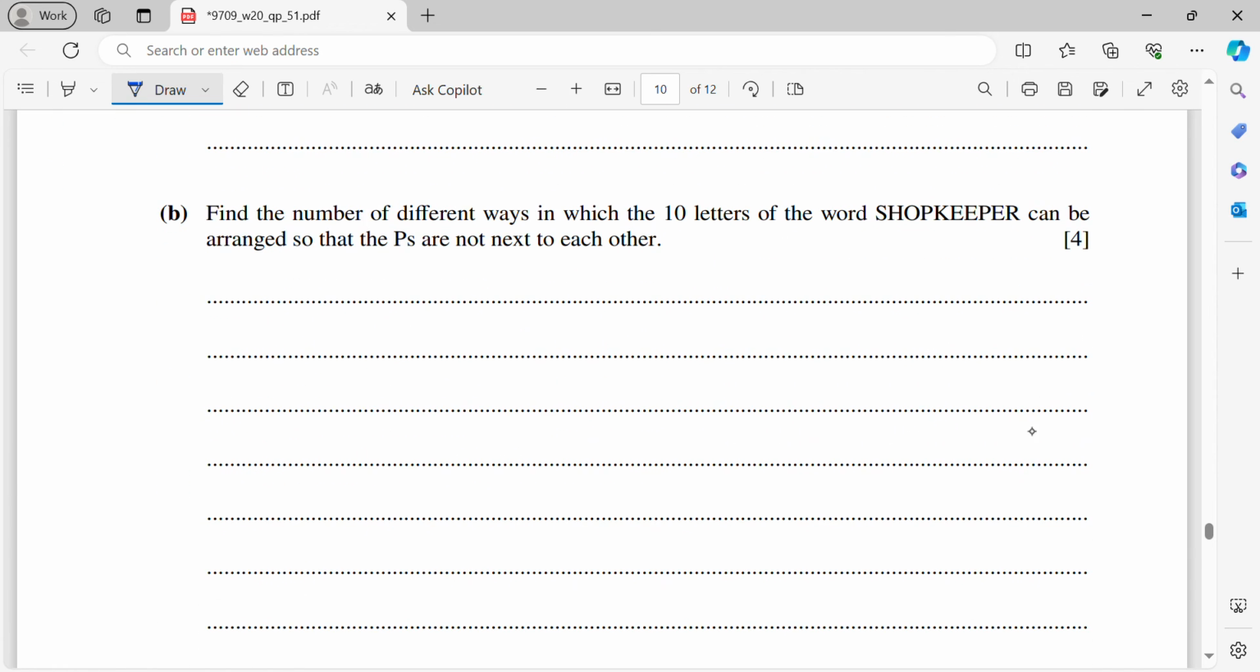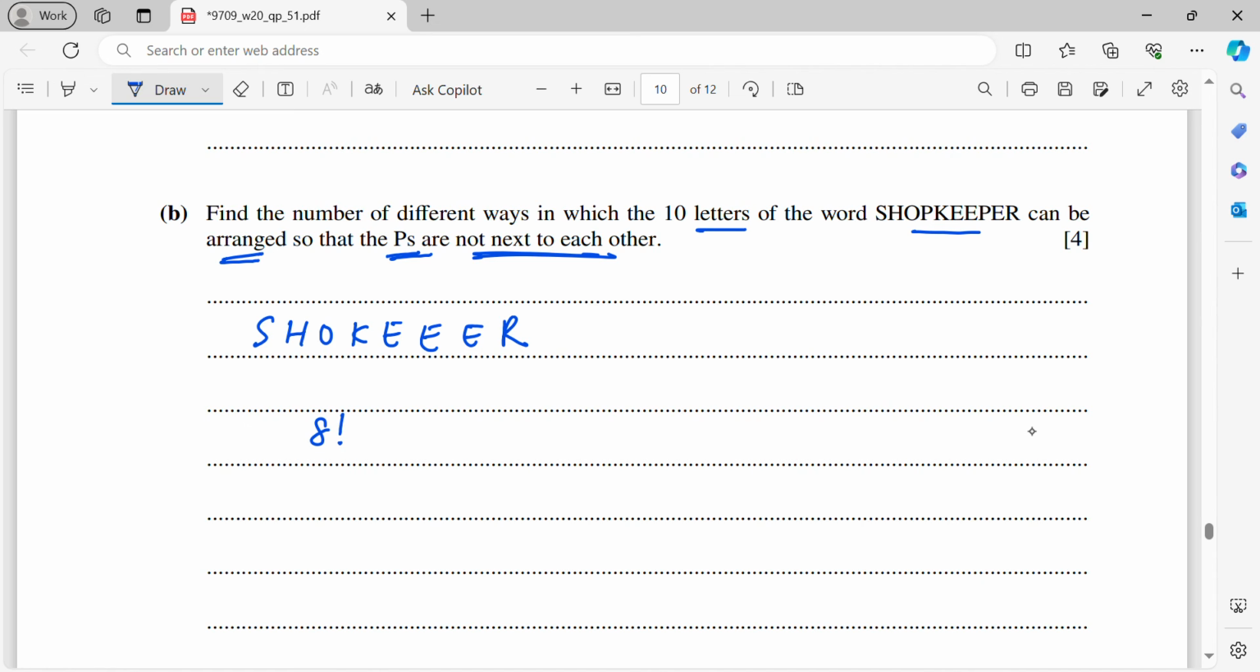Now B, find the number of different ways in which the 10 letters of the word shopkeeper can be arranged so that the P's are not next to each other. If not next to each other, it means that I will arrange the rest of the letters first. So H-O, the P skip. After that K-E-E, P, we ignore it, then E-R. Here we have 8 factorial, so you can just write 8 factorial.